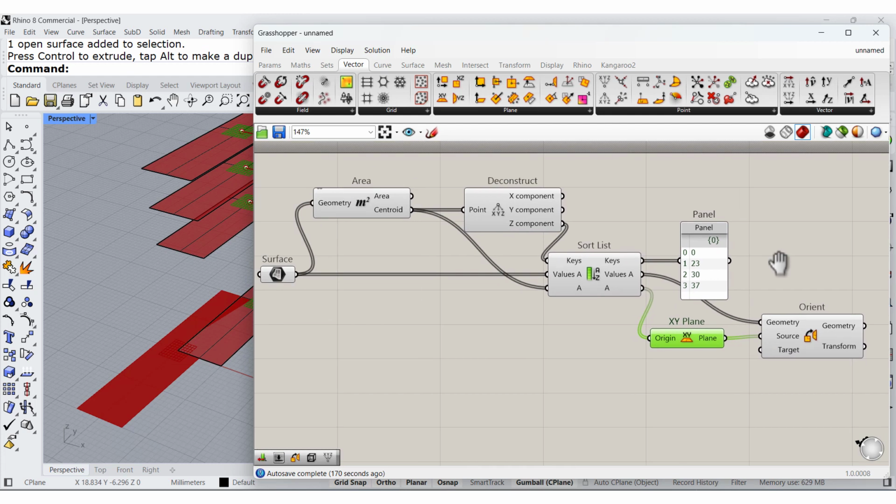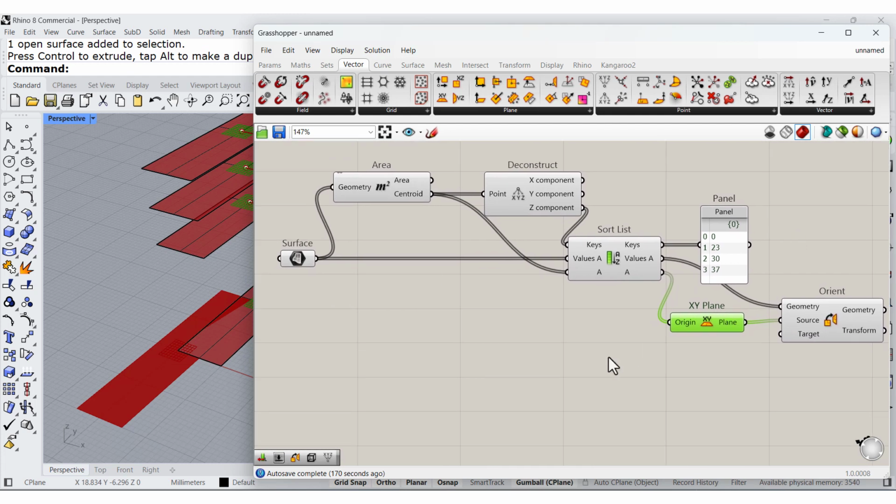So the last video is going to show us how to orient all these faces on the floor with a little gap in between all of them.